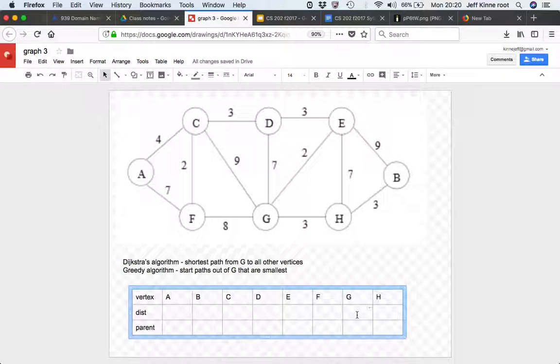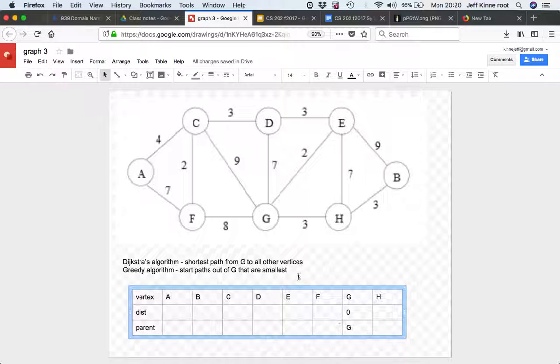So we'll start from G, and G is going to be the source, so we'll put a distance of 0, and we'll put G as its own parent. Everything else, we will put a distance of infinity, which I'll just leave blank to mean infinity, and a parent of nothing, of nil. Initially we'll just leave those blank to make it look better.